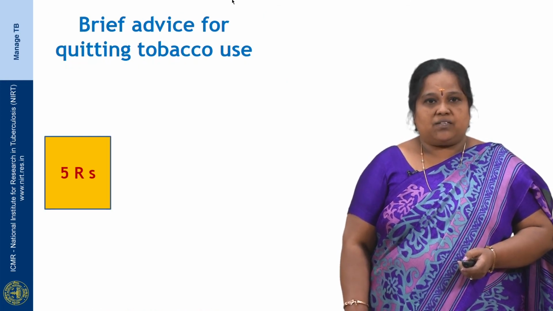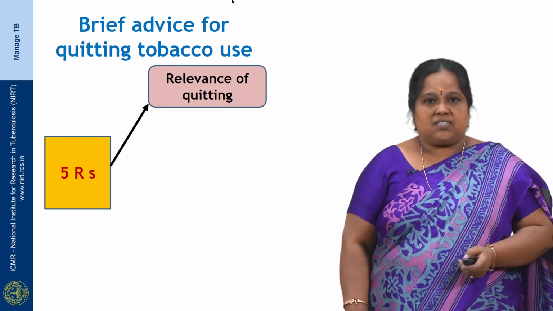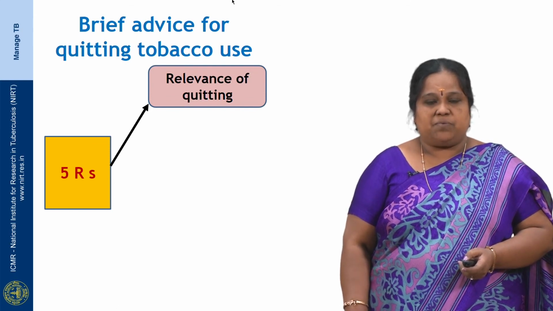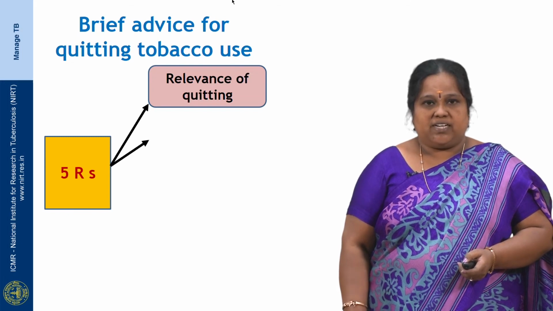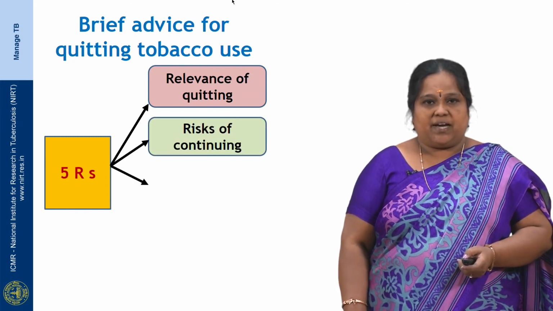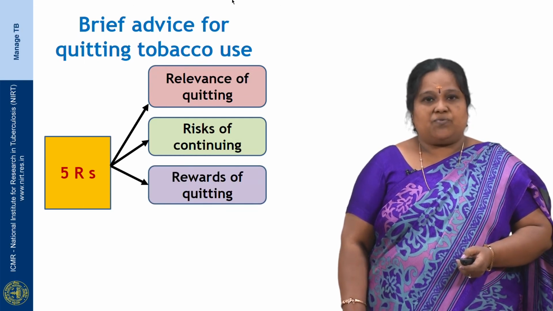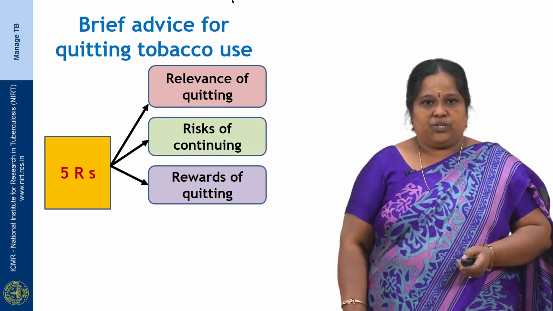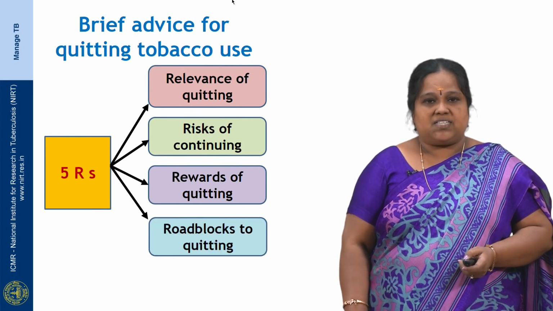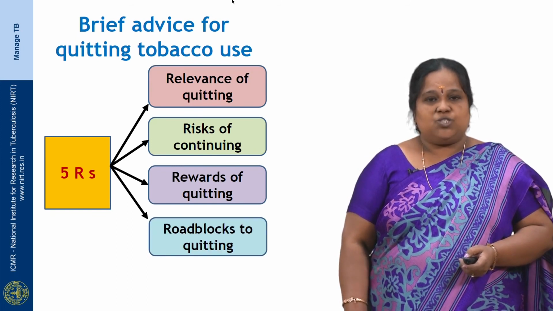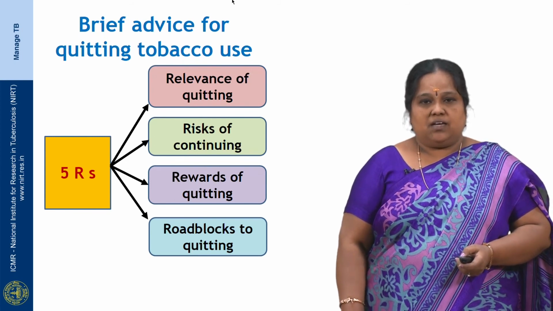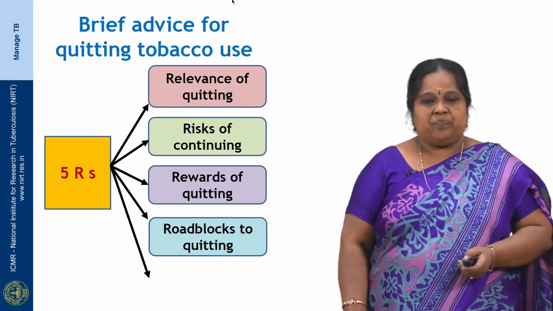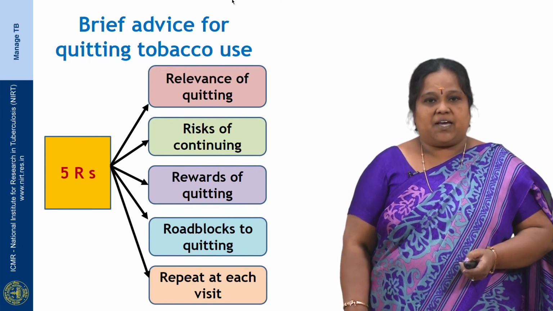In patients who are not willing to quit tobacco use, the 5 R's have been recommended. First we have to tell them the relevance of quitting and how it can bring a change in the patient's behavior, environment and personality. If the patients are not willing to quit, more emphasis should be given on the risks of continuing tobacco use and the rewards they get by quitting. If the patient is willing to quit but feels unable to do it for other reasons, we have to identify the roadblocks he faces regarding quitting and help him come out of them. And we have to repeat the same advice every time the patient visits the clinic.